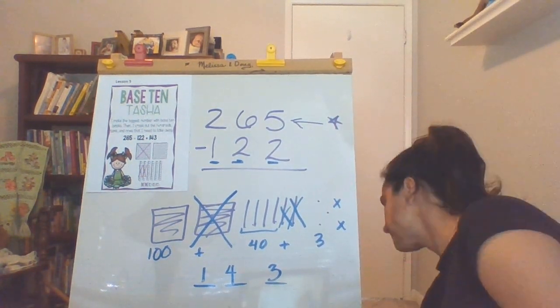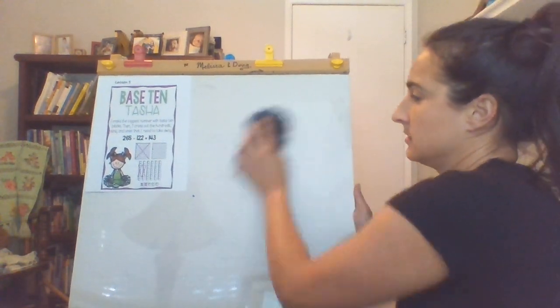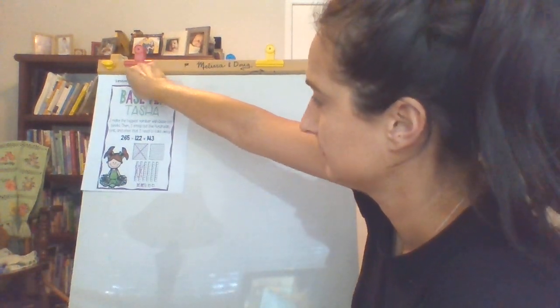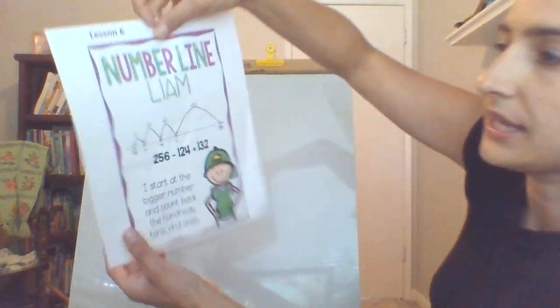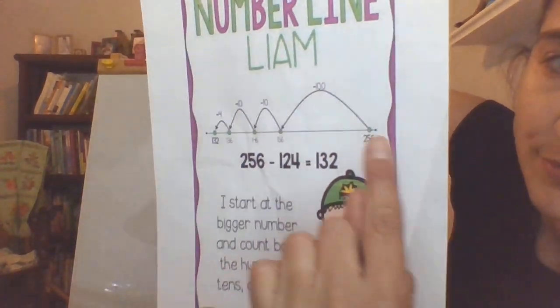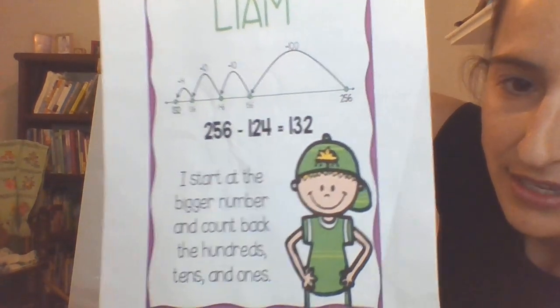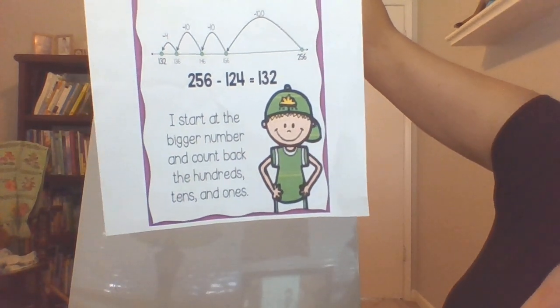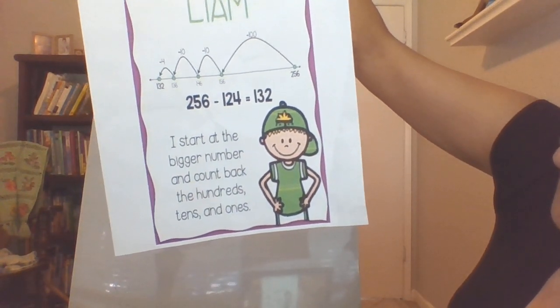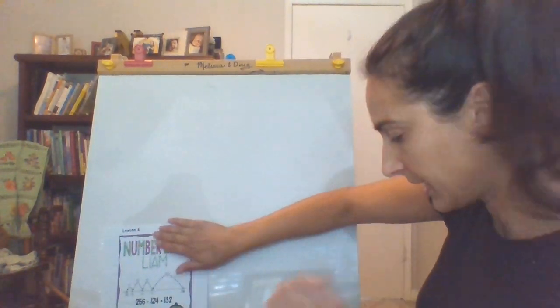Number line Liam. All right, number line Liam. Actually, let's do this first. Number line Liam. Remember that? That was just a few days ago. We're taking away the hundreds, tens, and ones. So I start at the bigger number and count back the hundreds, tens, and ones. All right, Liam, let's do it.